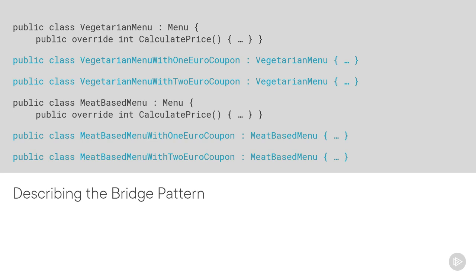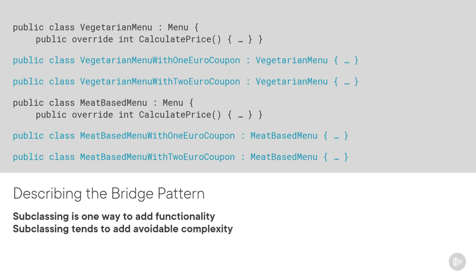Imagine that another menu is added, a vegan menu. We'll have to create additional subclasses for that as well. Or imagine another coupon value being added. We'll need a new subclass for each menu. So as you can imagine, approaching it like this, by adding subclasses, leads to many additional classes and complexity. That is unnecessary and something we want to avoid. And that's where the bridge pattern comes in.